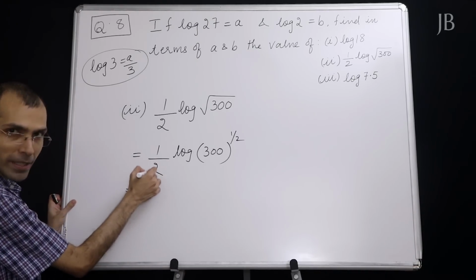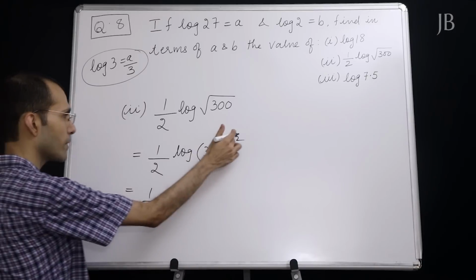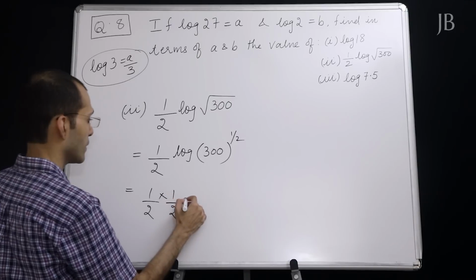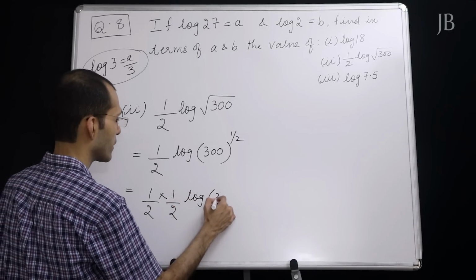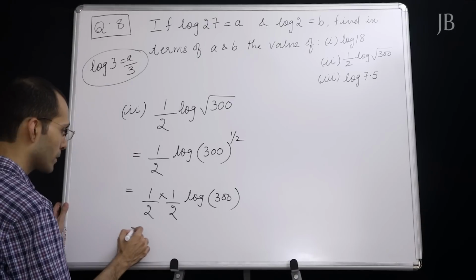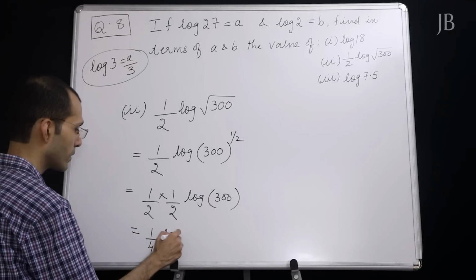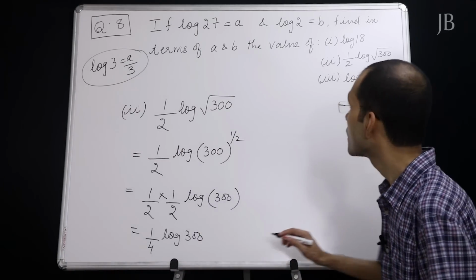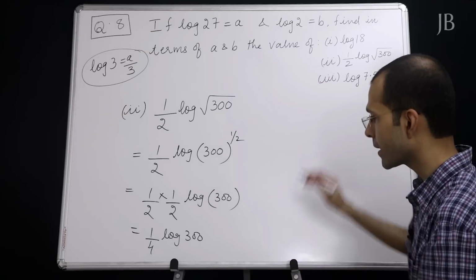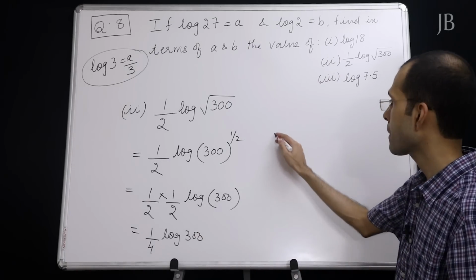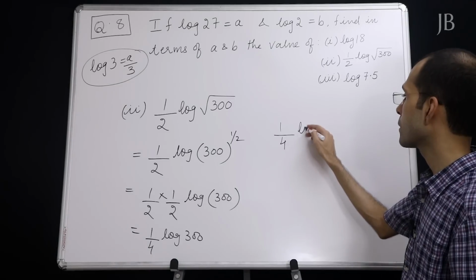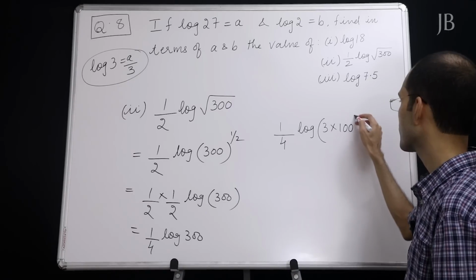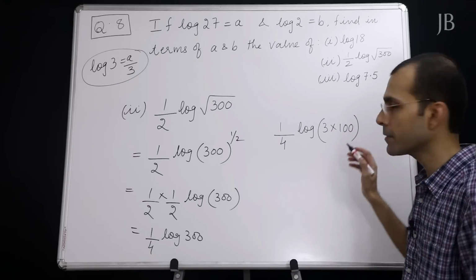So one half is already sitting here. The power becomes the coefficient, so this will multiply with it. This will become 1/4 log 300. Now this has come in a nice good form, but we will have to tackle this. We want the value in terms of a and b. So decompose 300. It will be 1/4 log of 3 into 100.